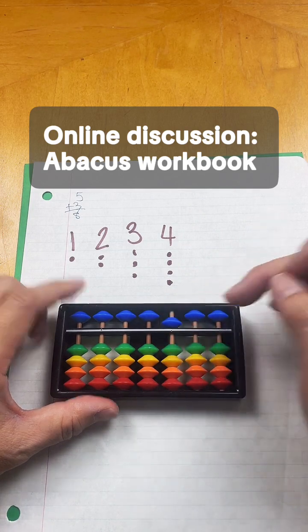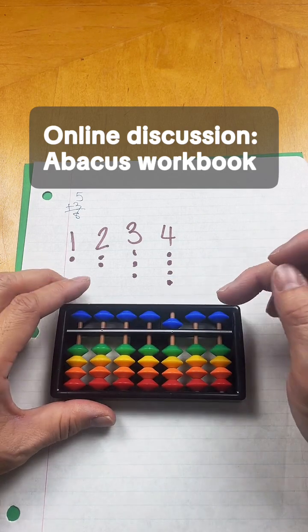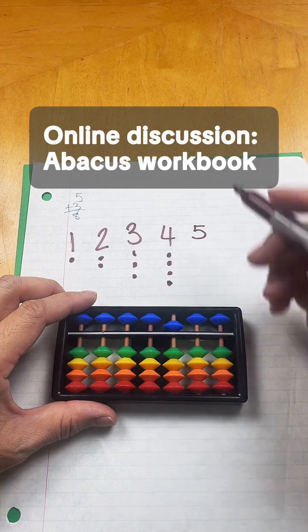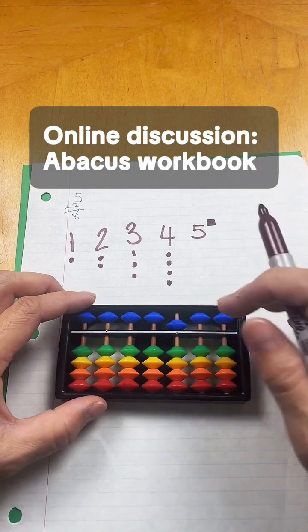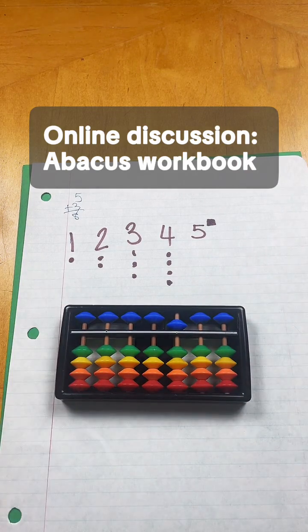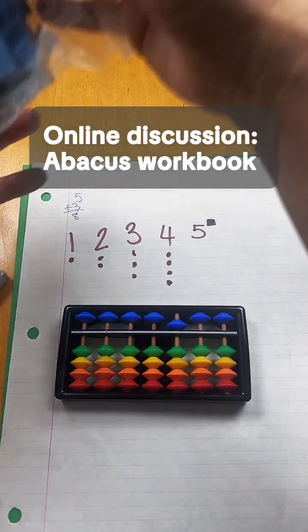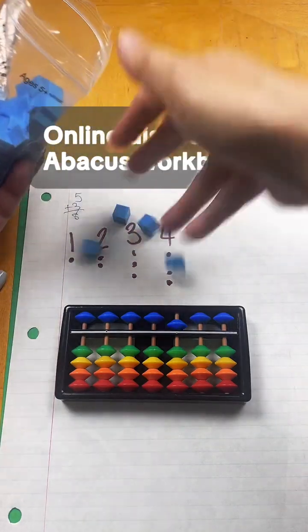This will always be the value of 5, no matter what you do, right? So when we do 5, that's the top bead. But then it's kind of like doing these building blocks, these other manipulatives, right?